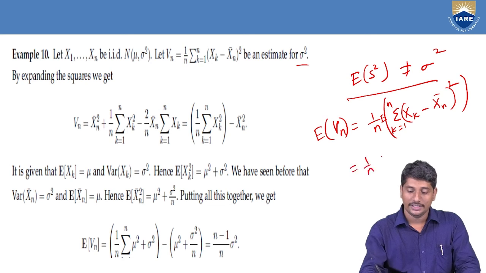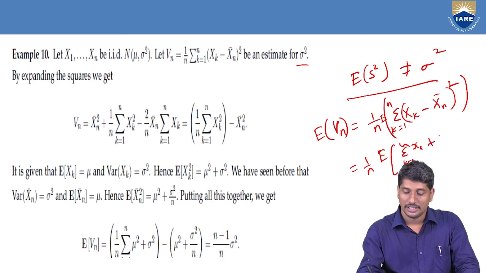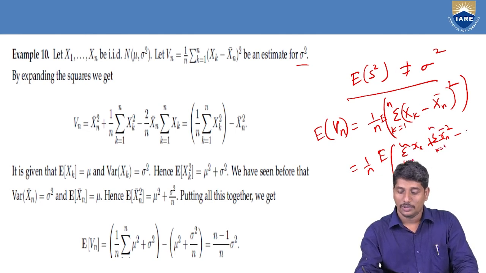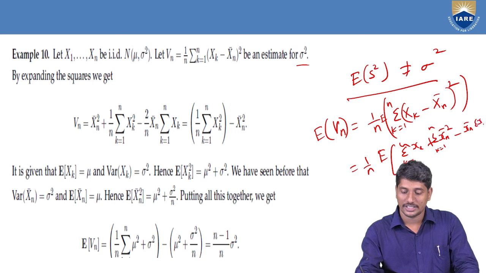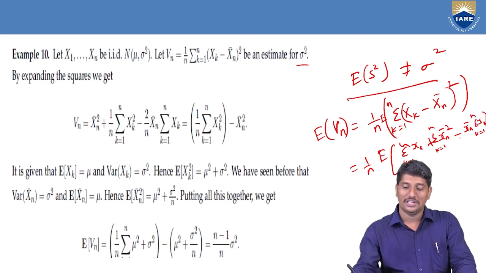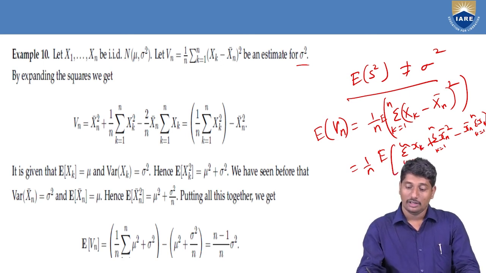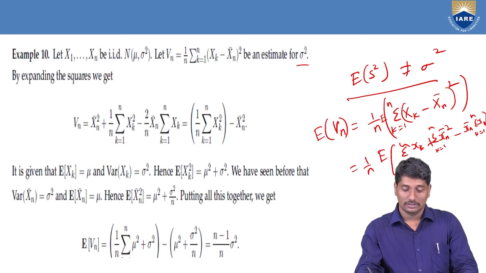Now, 1 by n expectation of summation xk square, k is equal to 1 to n, plus summation xn bar square, k is equal to 1 to n, minus 2 xn bar into summation xk, k is equal to 1 to n. By using (a minus b) whole square, we'll arrive at this step. Okay. Now, summation xk, k is equal to 1 to n means sum of observations, and hence we'll have 1 by n, and this is nothing but n mu, we can say, or, oh, okay, xk square it is.